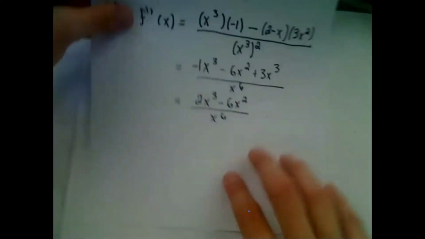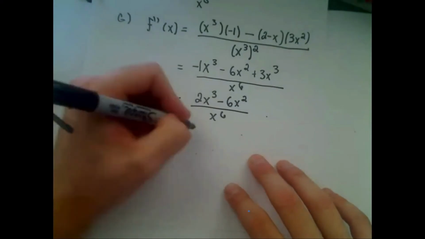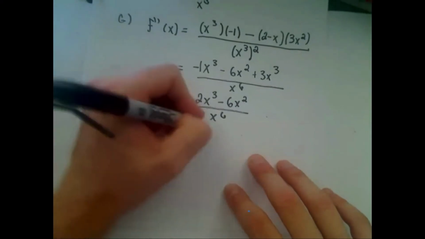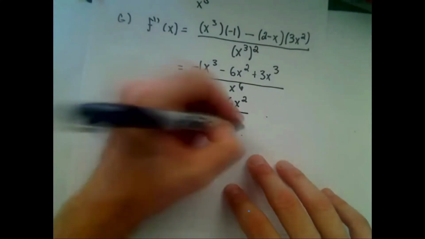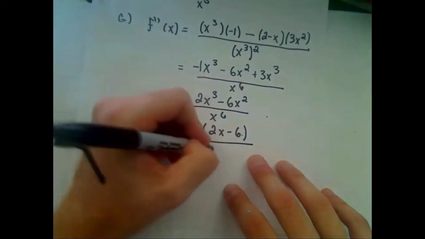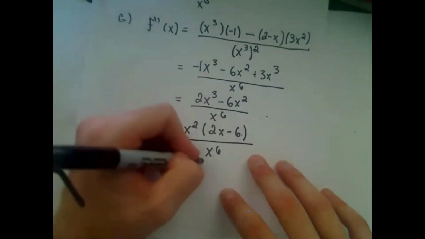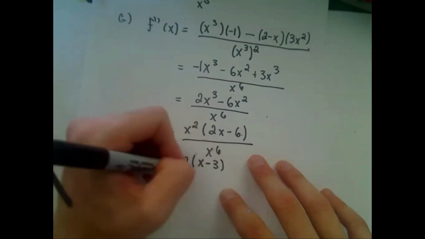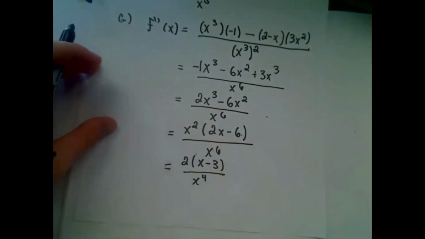Just like our last problem, we'll factor out anything we can from the top. Mainly, I'm going to factor out an x squared. Looks like we'll be left with 2x minus 6 over x to the 6. And this will simply give us, we could even factor the 2 out, and then be left with x to the 4th. Okay, so that's what I got here for my second derivative.